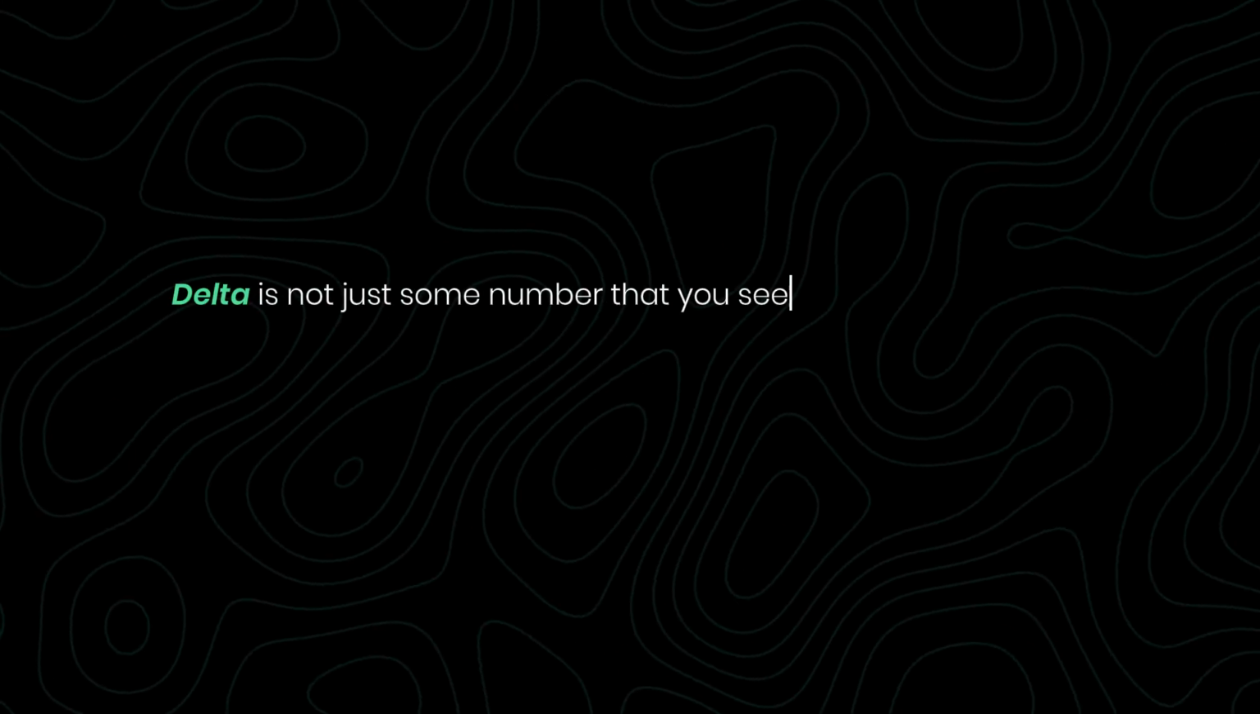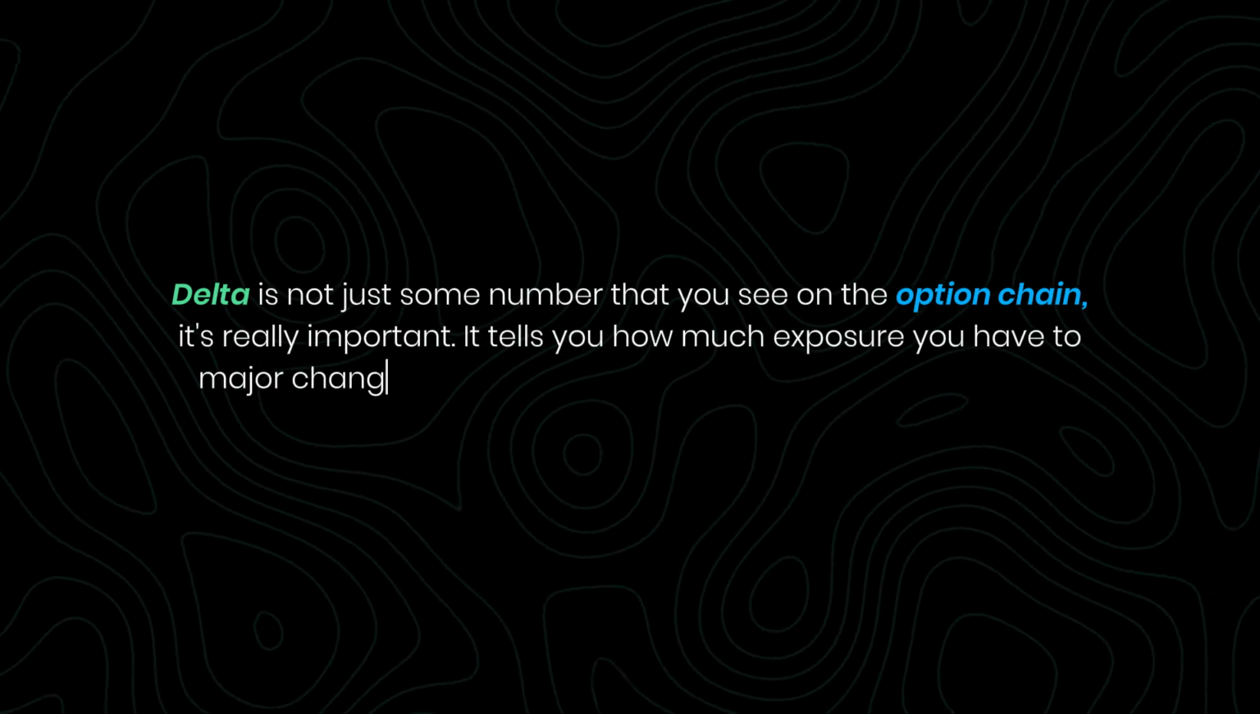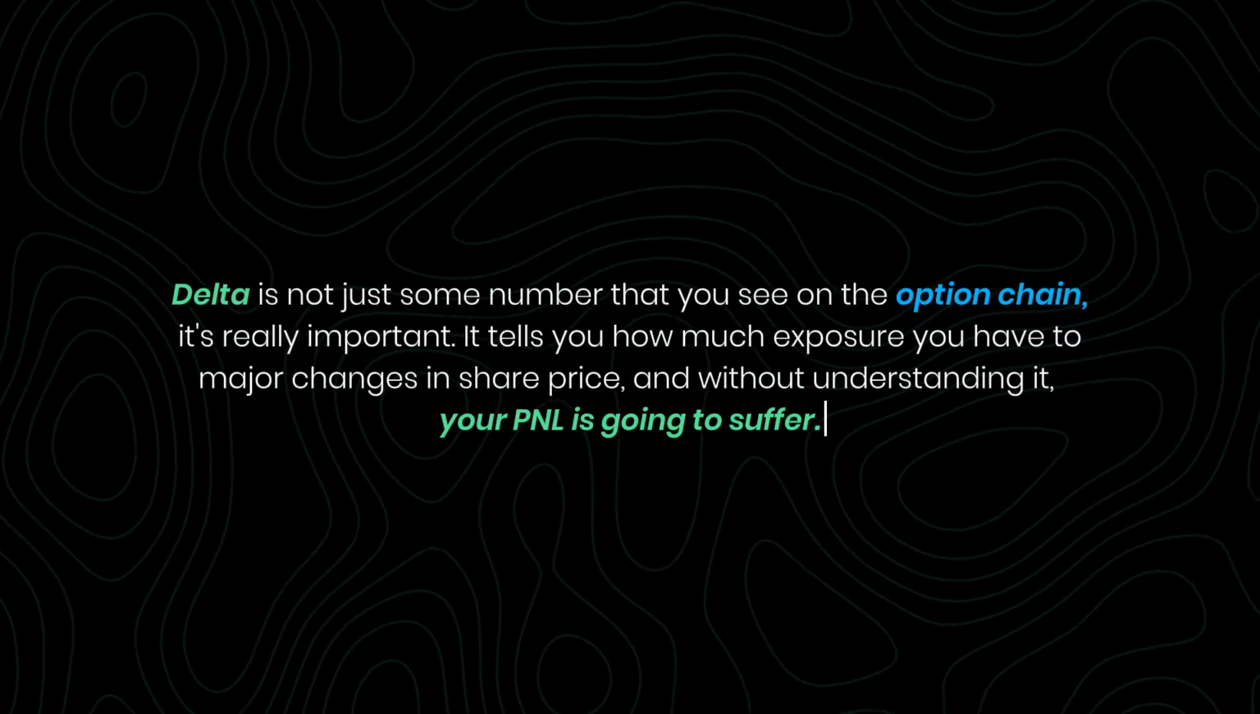And doing this is a really big part of how to monetize the variance risk premium, which is the entire reason that we run option selling strategies to begin with. So realistically, delta is not just some number that you see on the option chain. It's really important. It tells you how much exposure you have to major changes in share price. And without understanding it, your P&L is going to suffer.